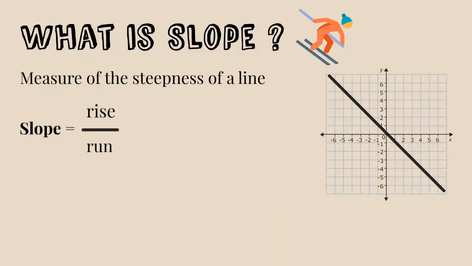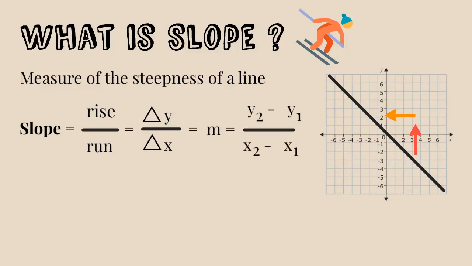So from one coordinate point on the line to another, how many units did the slope rise and how many units did it run? It also means change in y over change in x, or sometimes you will see it as the variable m, and in the second y coordinate minus the first y coordinate over the second x coordinate minus the first x coordinate. All these ways will give you the slope of a line.